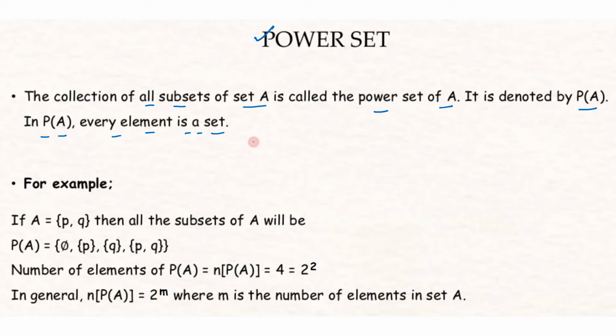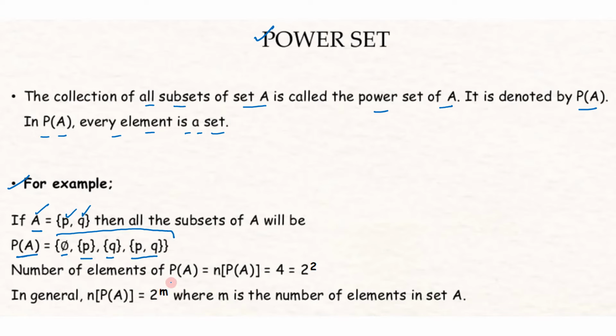In order to understand this concept, let us take a simple example. Here we are having a set A whose elements are P and Q. Now let's write all the subsets of this set A. We'll be having phi, which is an empty set. We are having another set which has only one element, that's P. Another set which has only one element, that's Q. And another set which has 2 elements, both P and Q. So these all are the subsets of set A, and we have considered them together as a single set. This single set will form the power set of A.